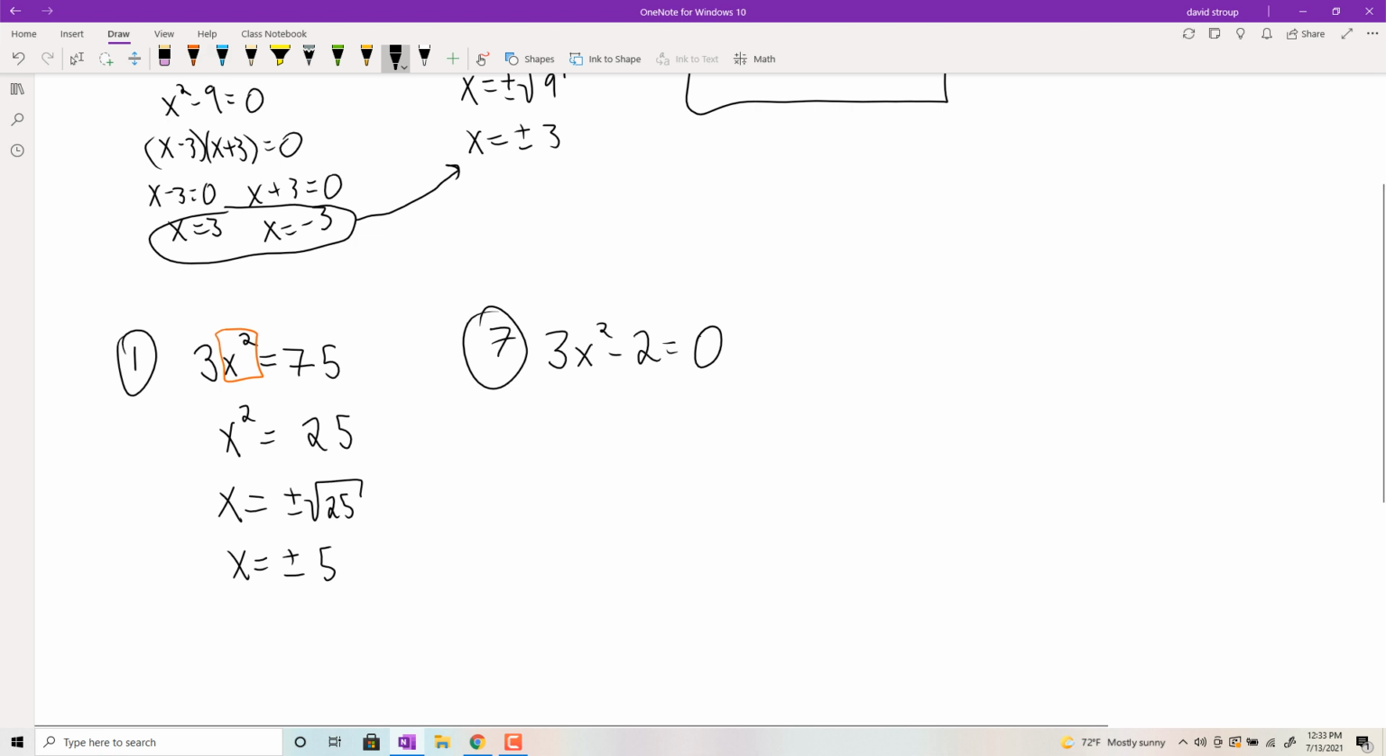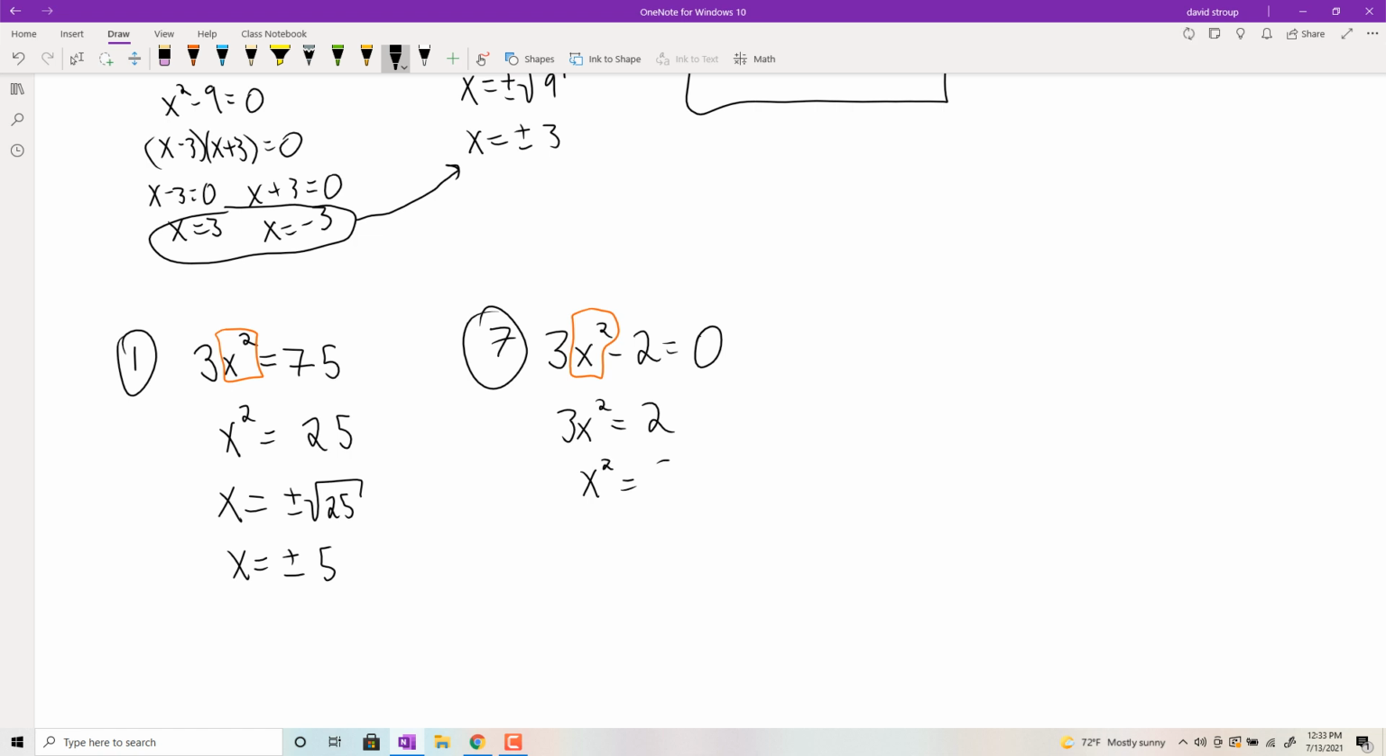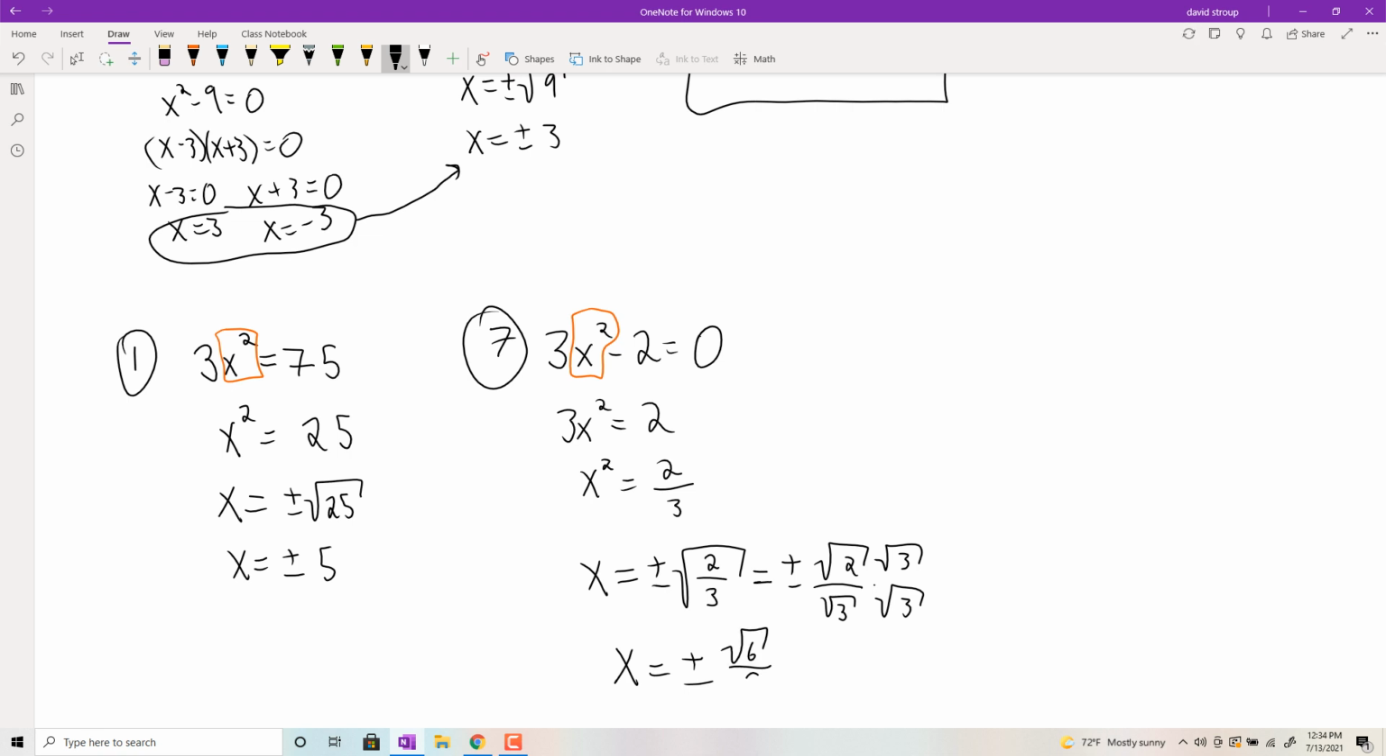It's the same sort of game. I need to isolate the x squared portion. So I'll move the 2 over, divide both sides by 3, and then apply the square root property. Okay, and in this case I need to rationalize the denominator, so you can rewrite it using the quotient property for roots, root 2 over root 3, and then multiply top and bottom by root 3, and we would have our answer. So x is plus or minus root 6 over root 9, and of course root 9 is just 3.